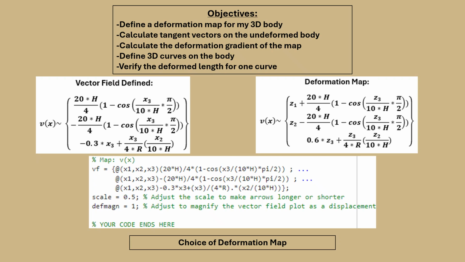In this project, we were assigned with defining a deformation map for the 3D body, calculating tangent vectors on the undeformed body, calculating the deformation gradient of the map, defining 3D curves on the body, and then verifying the deformed length for one of the curves. On the left-hand side, you can see the vector field that's defined, and then also the deformation map, as well as the map that I had in my code.